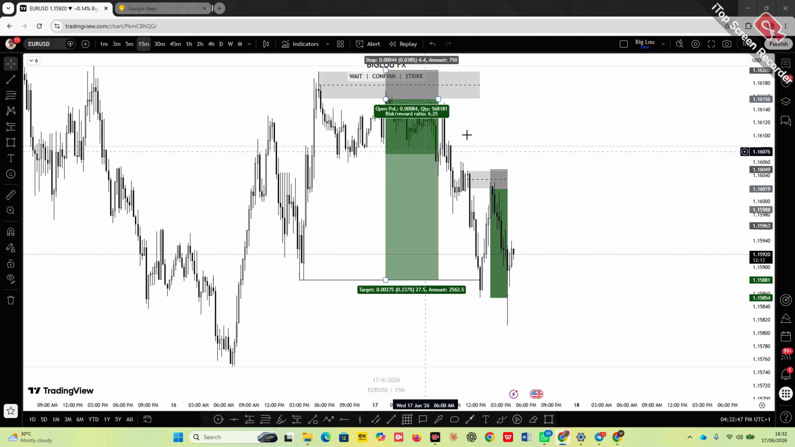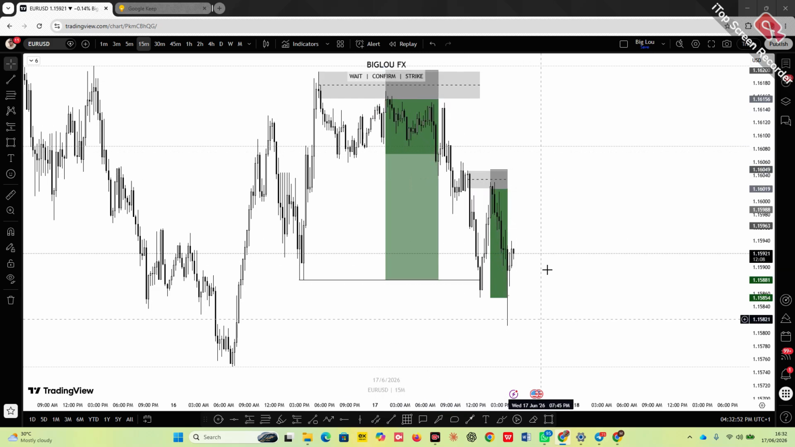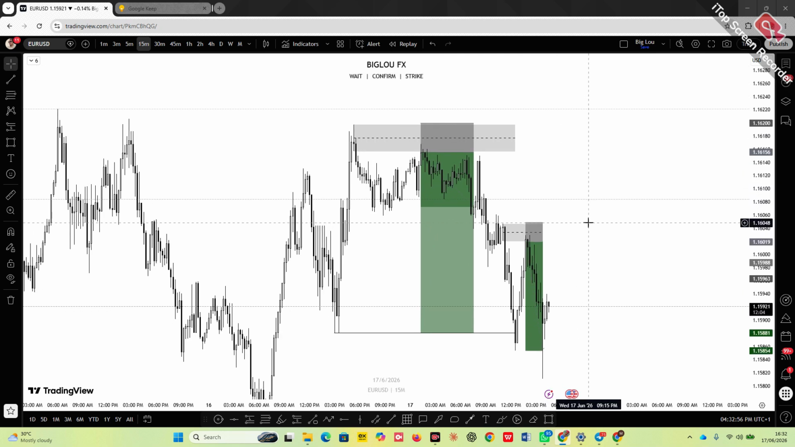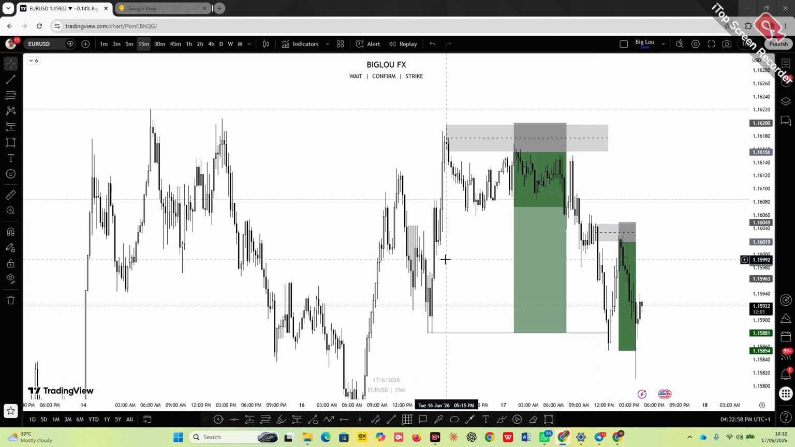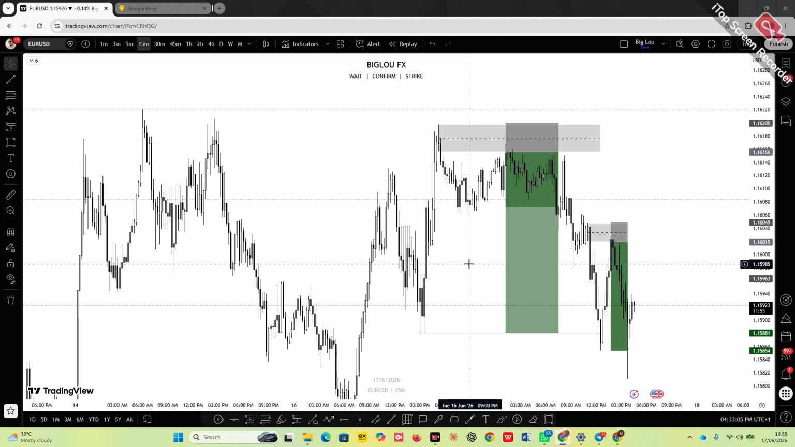And all these things happened from the Wednesday Asian session down to the New York session. So Tuesdays, Wednesdays, and Thursdays are high probability days for good setups using the demand and supply trading model.